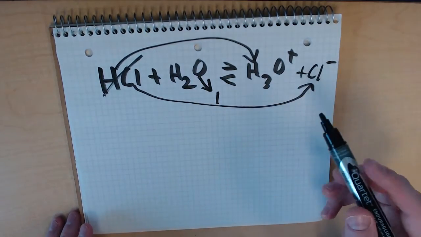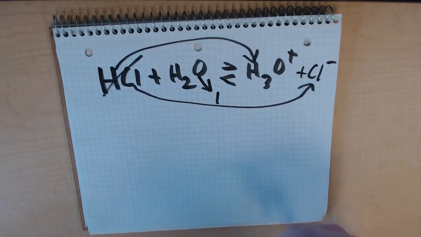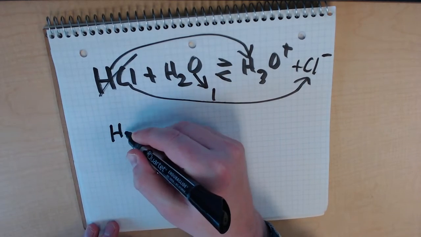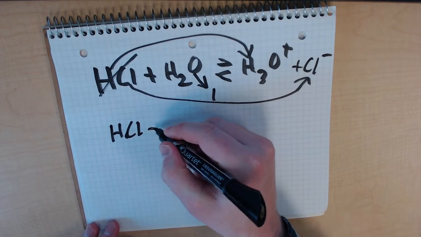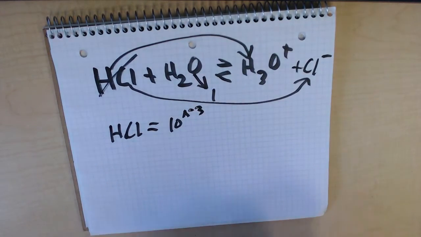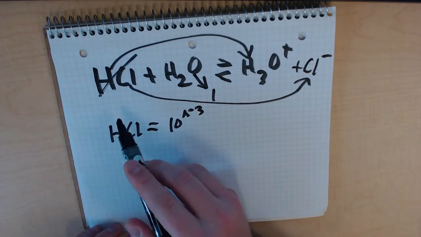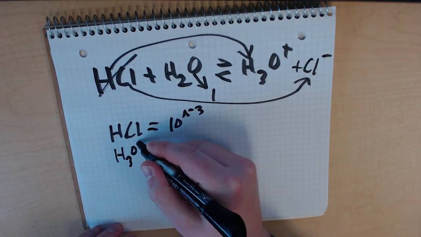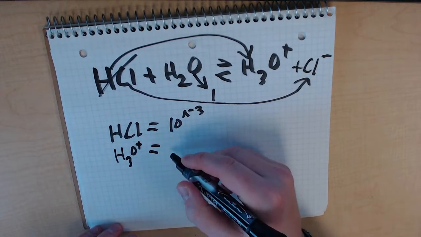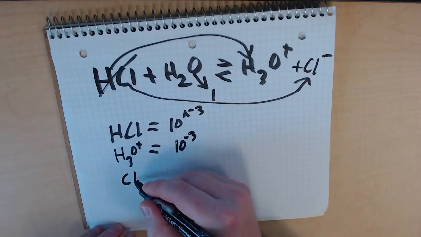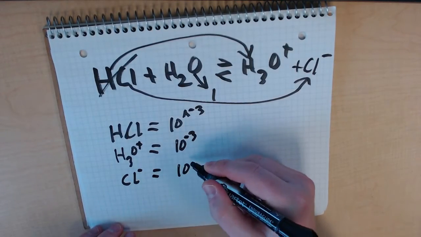And so now, we don't even have to go to the equilibrium equation, because we know that all of this reacted. So we know we started with an HCl concentration that equaled 10 to the negative 3. And because we know it reacts completely, we know that the concentration in the final solution of hydronium ions, or of acidity, is also 10 to the negative 3. And the concentration of chloride ions will be 10 to the negative 3.